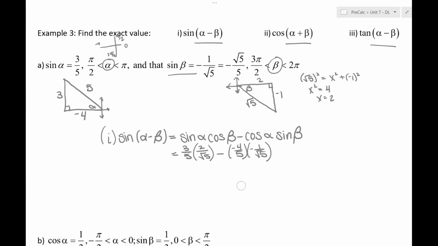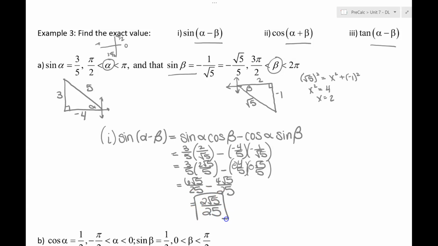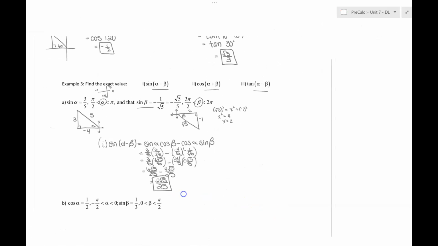Before I multiply and combine anything, I'm going to go ahead and rationalize. So this is 2 rad 5 over 5 minus negative 4/5 times negative rad 5 over 5. All right, multiply across. So we get 6 rad 5 over 25 minus, the negative cancel out, 4 rad 5 over 25. They have the same radicand. So we get 2 rad 5 over 25. Nothing reduces. This is the sine of alpha minus beta. Totally ran out of space.